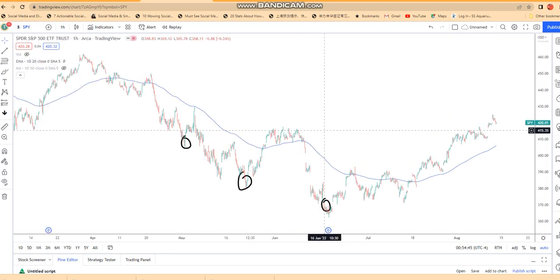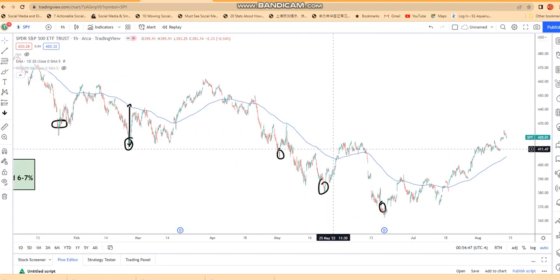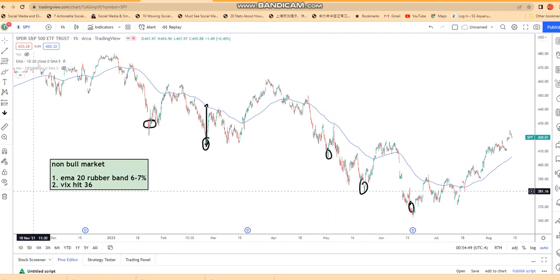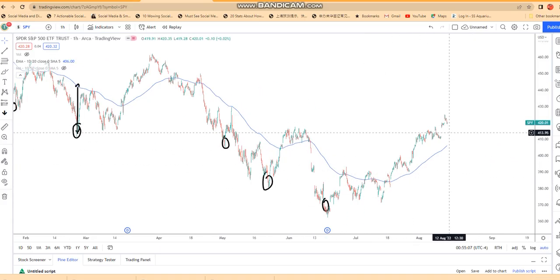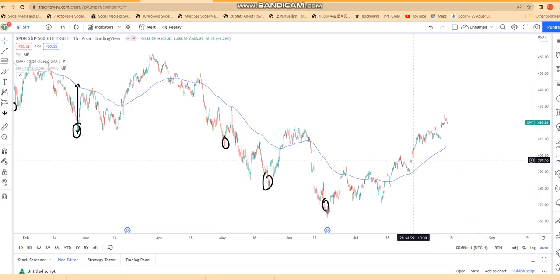So take a look at the black color circles. Those are where I will buy using the first method, EMA 20 rubber band. Every time it's overextended, I will buy, because you want to be buying at a red day, at a good month. You can see all my entries are literally one of the best for that month. So in July and August, I have not bought anything at all, because they are not what I want.